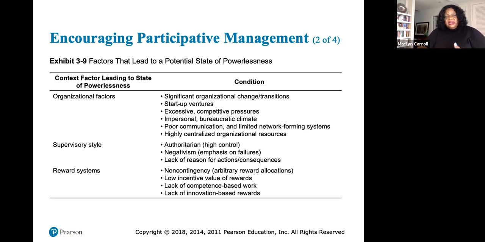And that's a lot of what employees want. They want to be a person or persons who have some way of feeling like they matter, that their contributions matter to the organization. Lack of reason or actions, poor consequences. Those are supervisory styles. Now, reward systems: non-contingent, arbitrary reward allocations, low incentive value of rewards, like movie tickets.